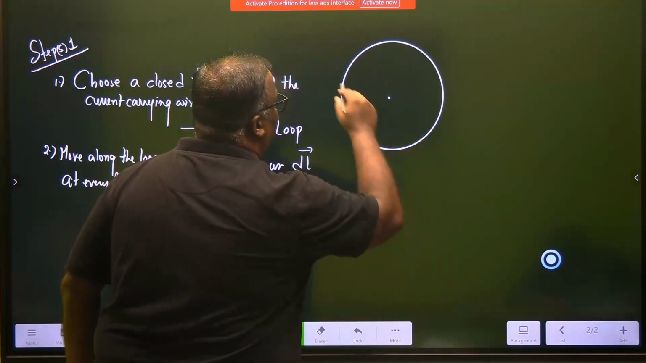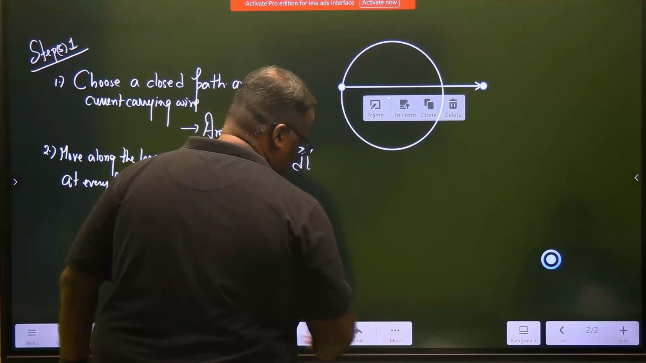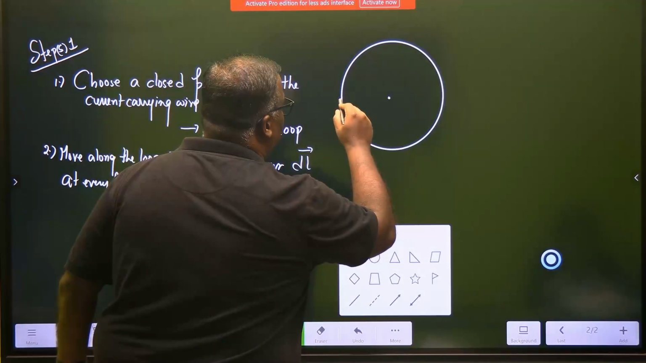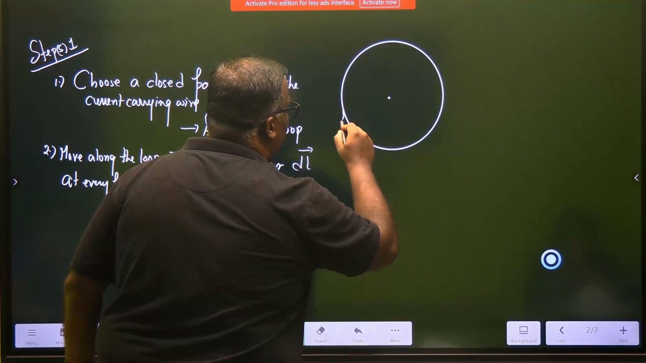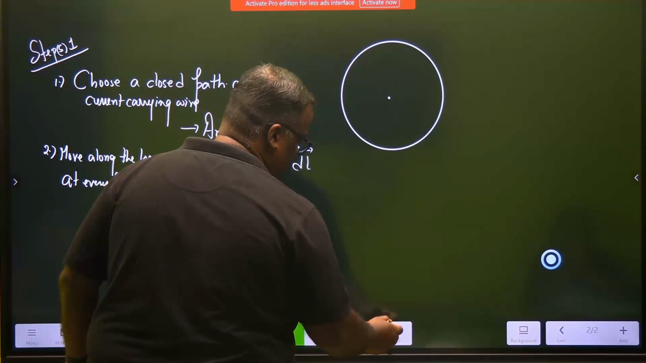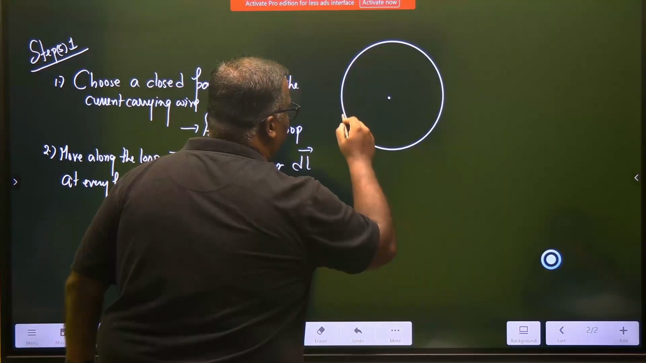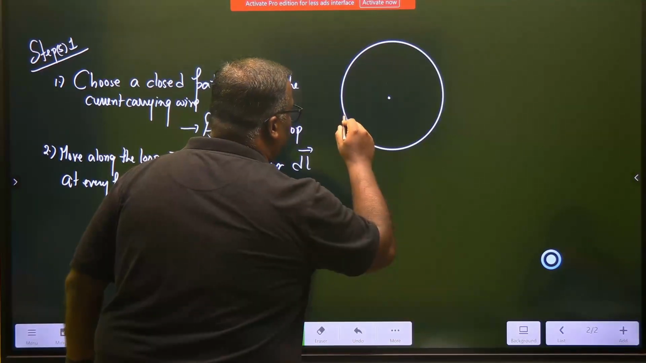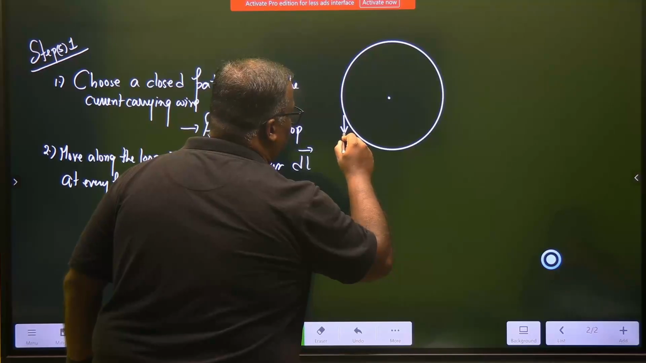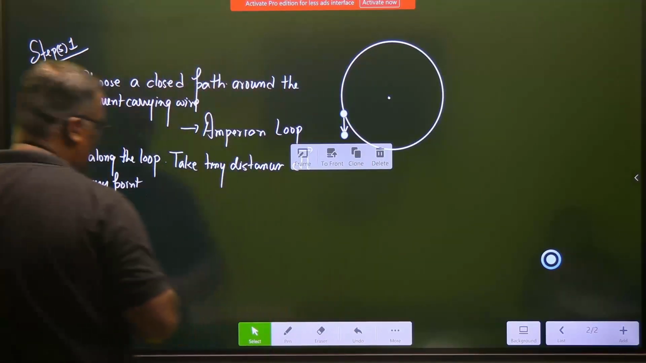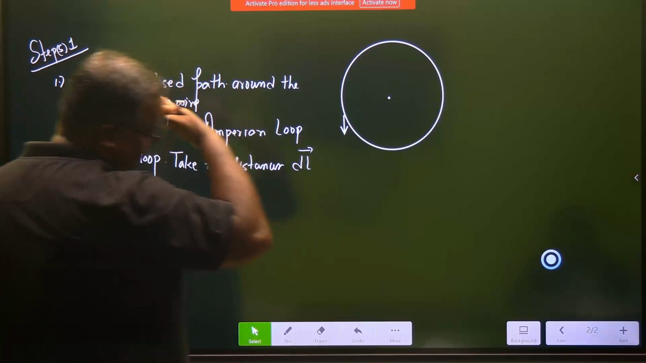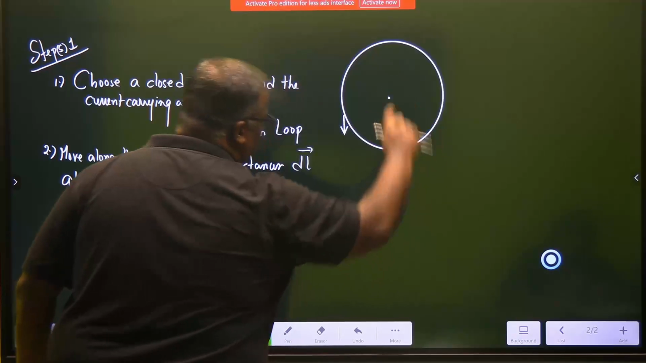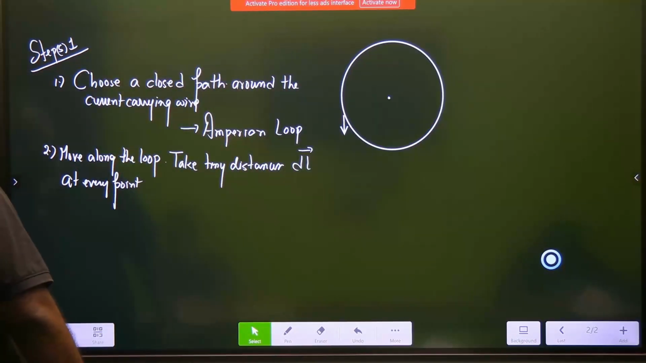Let's say you have a dl vector, and then you take a small dl, a small portion, and then there will be another dl vector. It won't be so big that it will be coming out. These are small vectors, dl, dl, dl, like this. You take a small vector dl at every point. Okay.